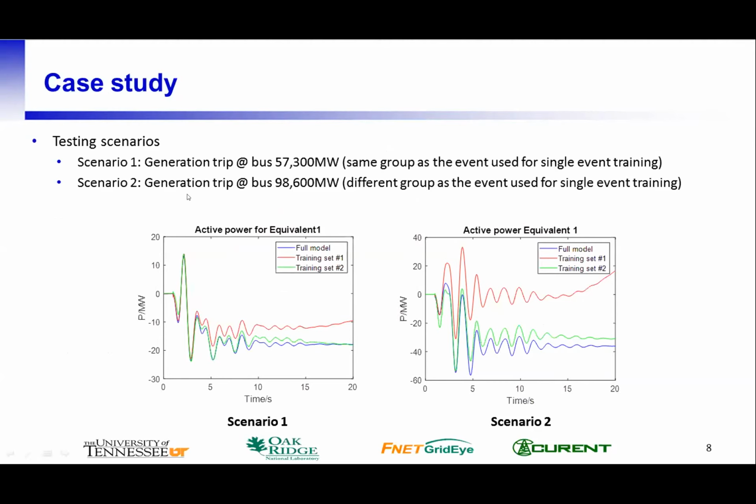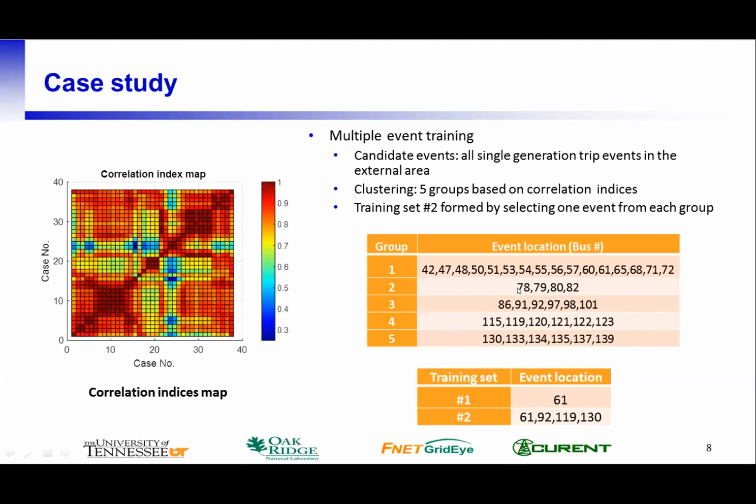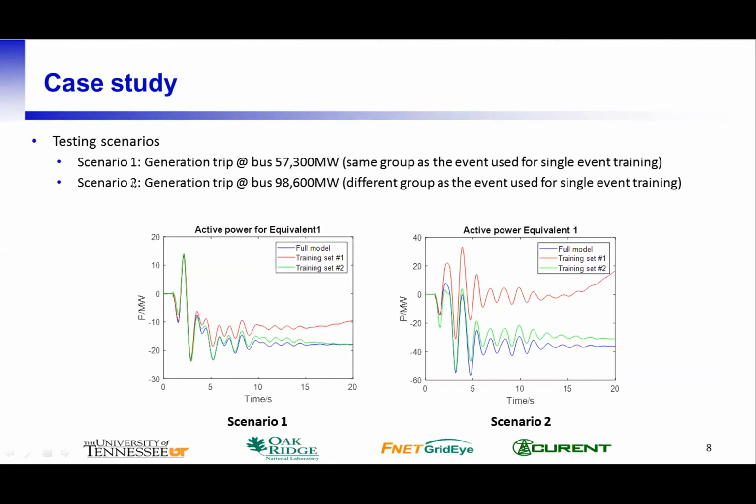The first scenario is the generation trip at bus 53, a 300 megawatt trip. This generation trip belongs to the same group as the single training set 61. Another scenario is the generation trip at bus 98, which is a 600 megawatt trip. This generation trip belongs to a different group from the event used for single event training. So we want to see the performance of the dynamic equivalence in these 2 scenarios.